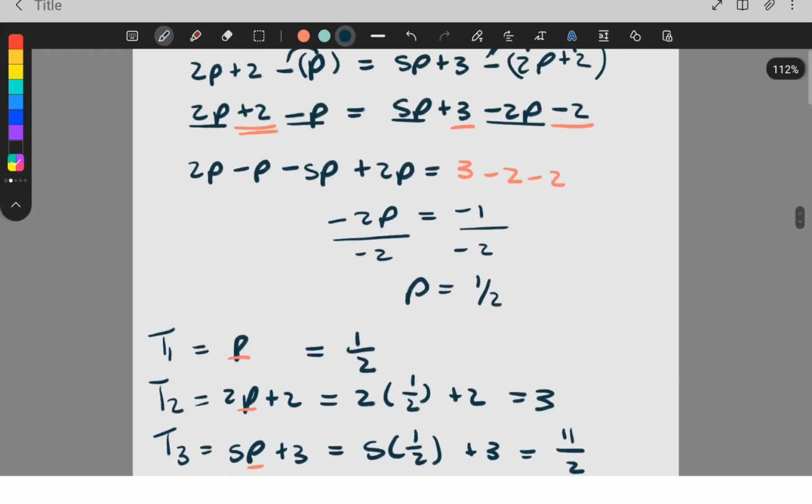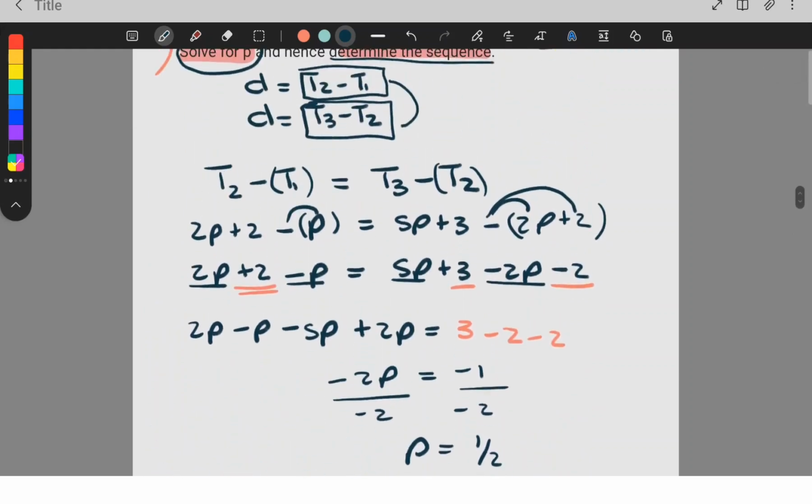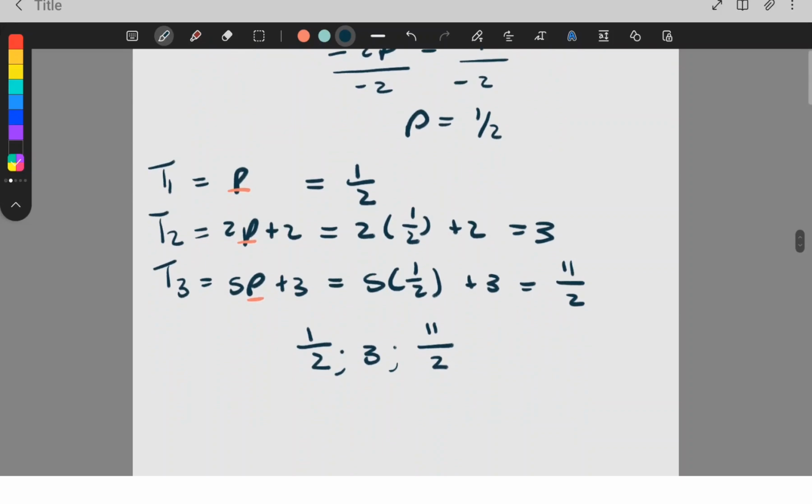And there you have it, grade 12's arithmetic sequences with variables. In my next lesson, I'm going to do simultaneous equations, which is new to grade 12. So that will be lesson 3.